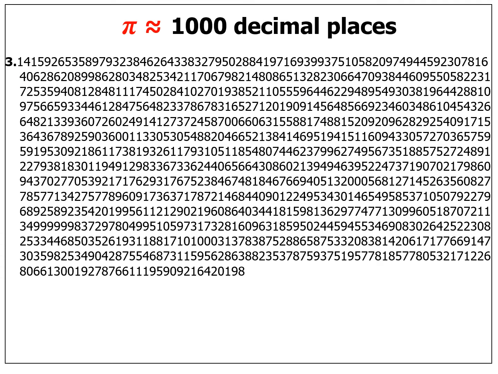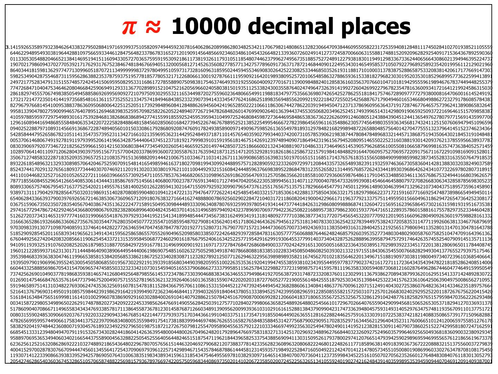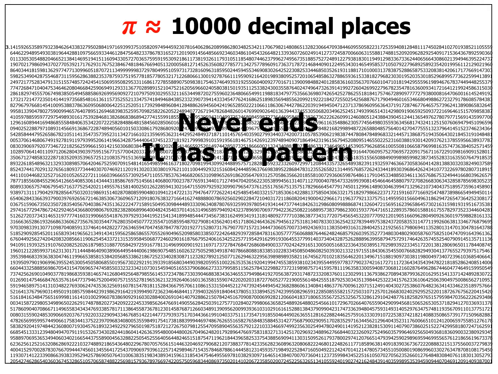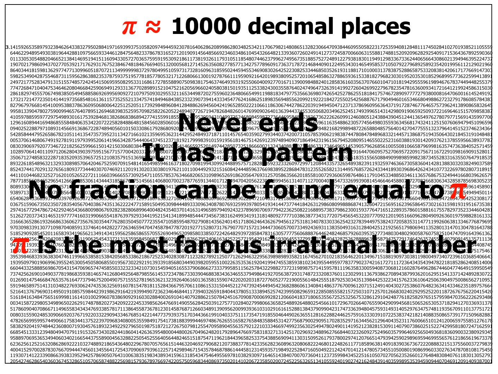Taking pi to 1000 decimal places, as we can see, there is no pattern. If we take a look at 5000 decimal places, there is no pattern. And with 10,000 decimal places, still no pattern. So it never ends. It has no pattern. No fraction can be found equal to pi, and pi is the most famous irrational number.